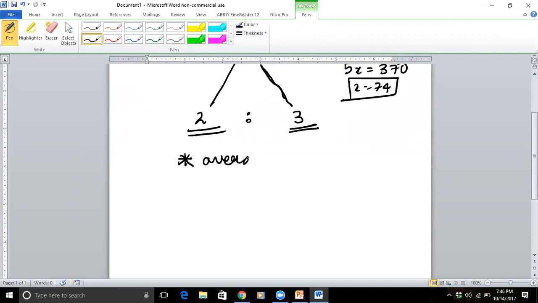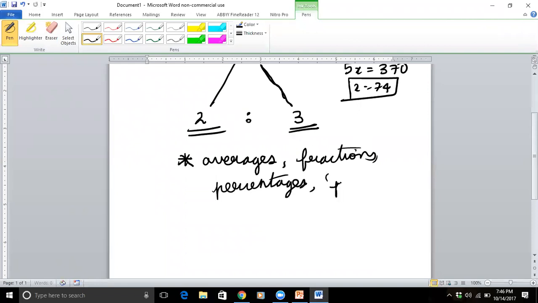You can use it when you mix averages in terms of the weighted average concept, when you're mixing fractions, when you're mixing percentages, and when you're also mixing any quantity which is associated with the word per.